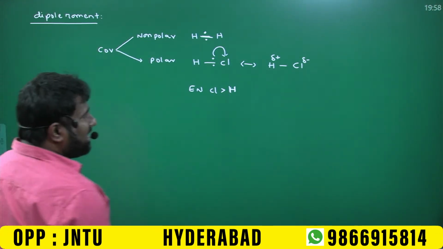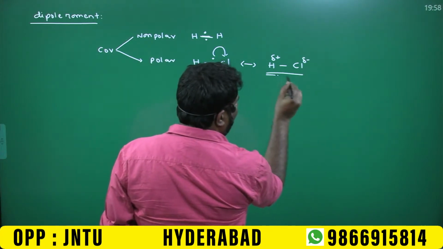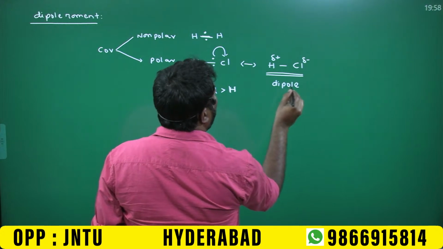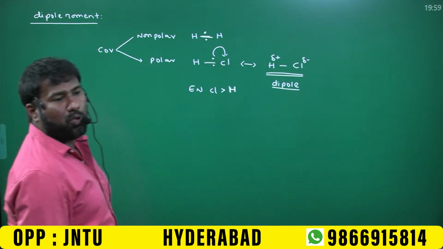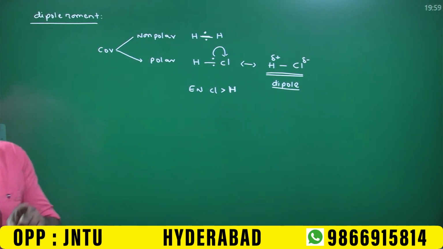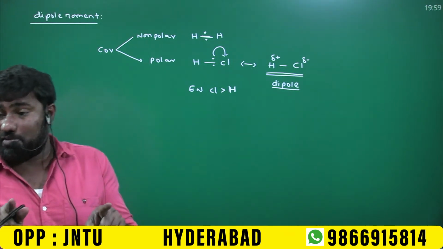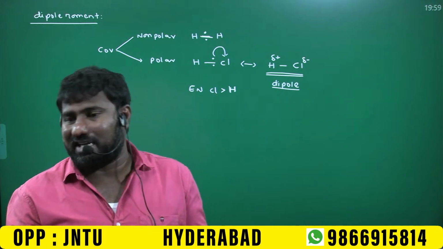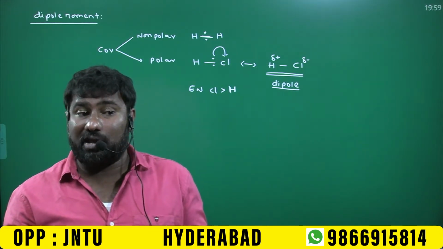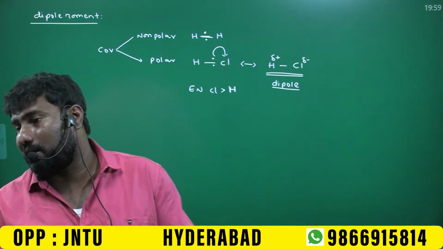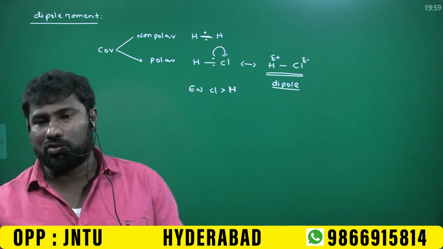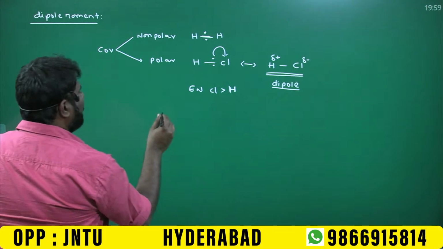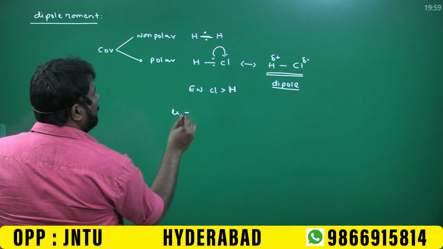If we find this kind of portion in any molecule, it is called a dipole. As two opposite charges are present within a covalent molecule, there must be a certain moment within that dipole. That is nothing but the dipole moment.